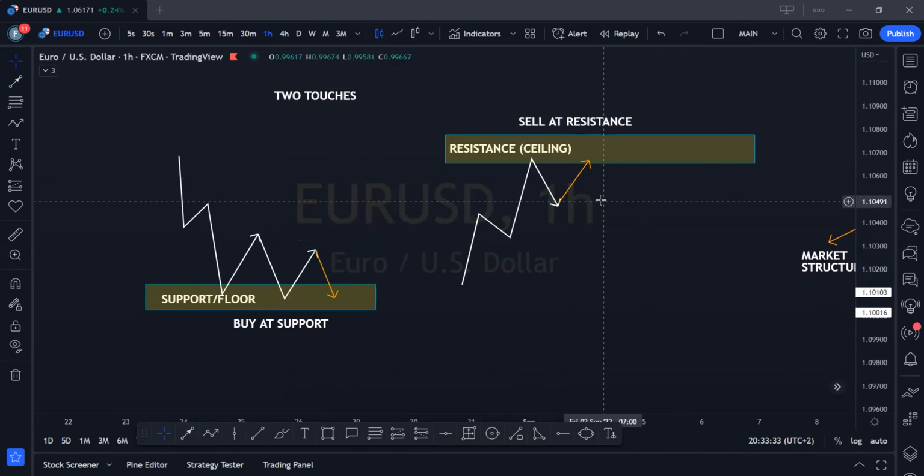In the same vein, two touches will usually validate a resistance. So we have the first touch here, like so. Second touch, if price goes back up and touches that zone again, okay? And then you see a reaction there. So if price goes back there again, it has been validated by these two touches. It can be two touches, three touches, or four touches, all right? But a minimum of two touches is what will usually validate a support or a resistance.